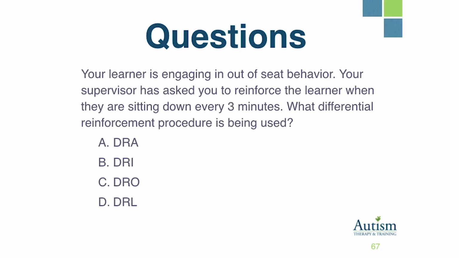Your learner is engaging in out-of-seat behavior. Your supervisor has asked you to reinforce the learner when they are sitting down every 3 minutes. What differential reinforcement procedure is being used? A. DRA, B. DRI, C. DRO, or D. DRL?